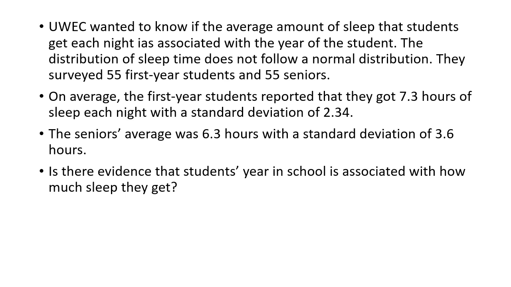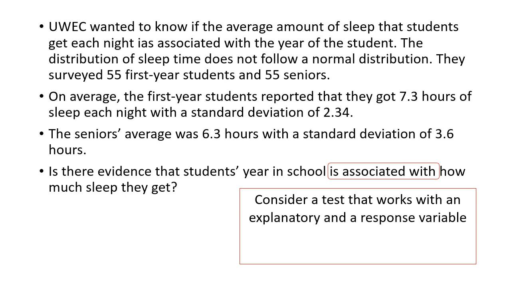The first thing I notice about this problem is that we're testing for whether there's an association between students' year in school and how much sleep they get. That means that we should consider using a test that works with two variables, an explanatory variable and a response variable. So far, we've seen two types of tests that work for this, a two-proportion z-test and a two-sample t-test. We will see more tests of this type later this semester.